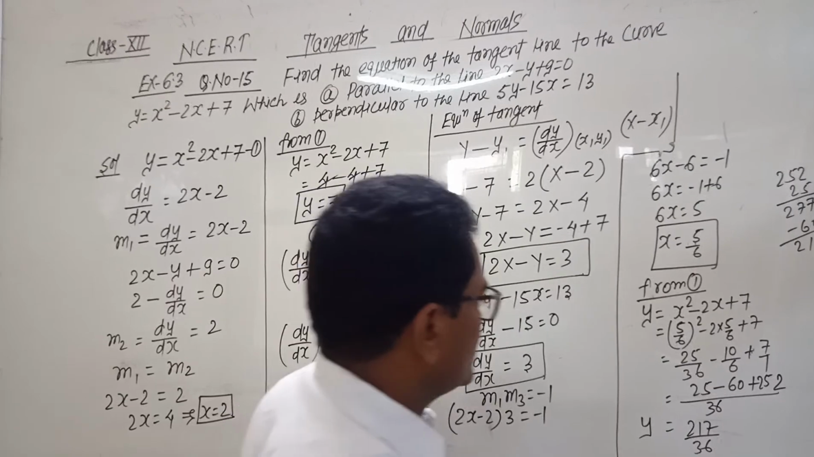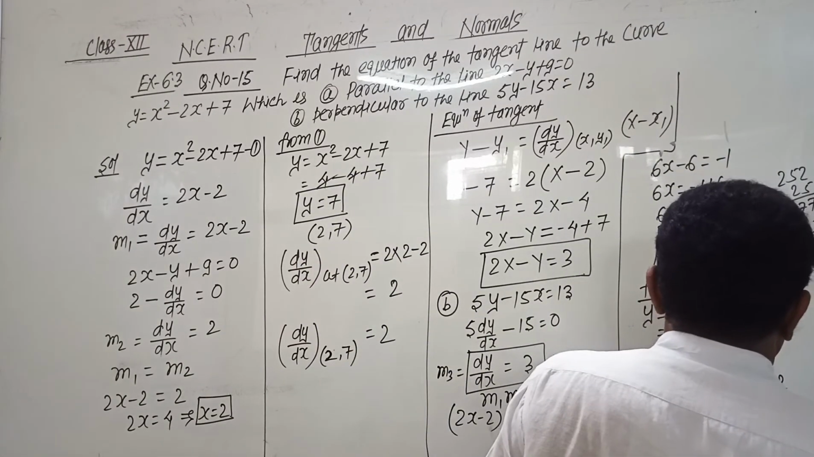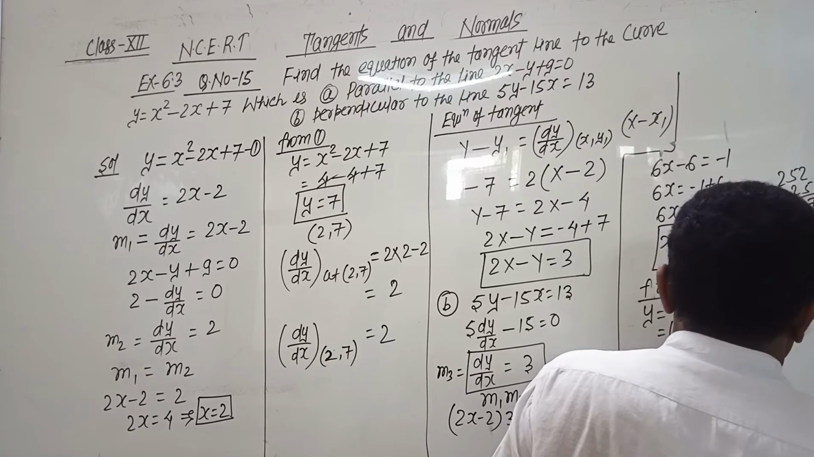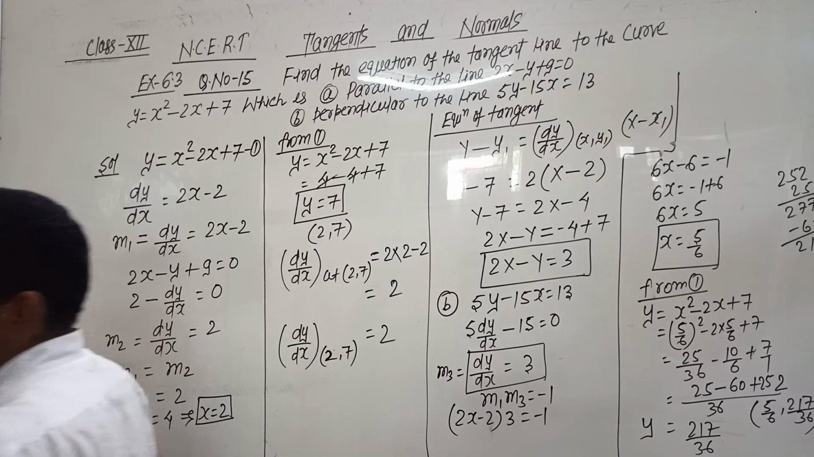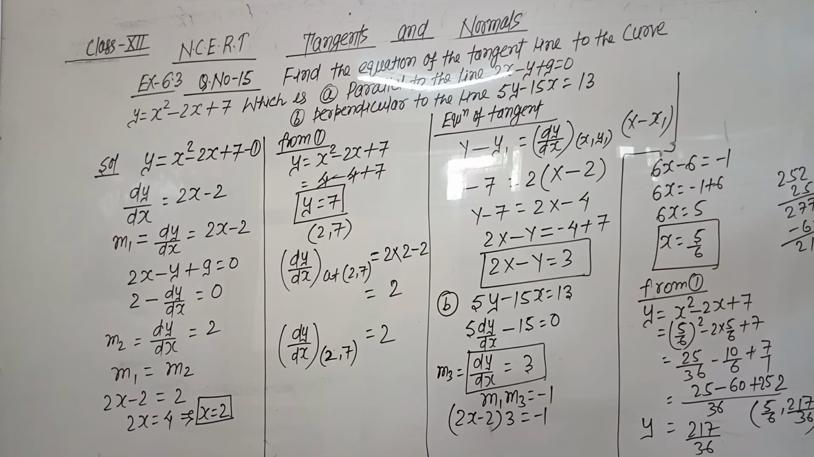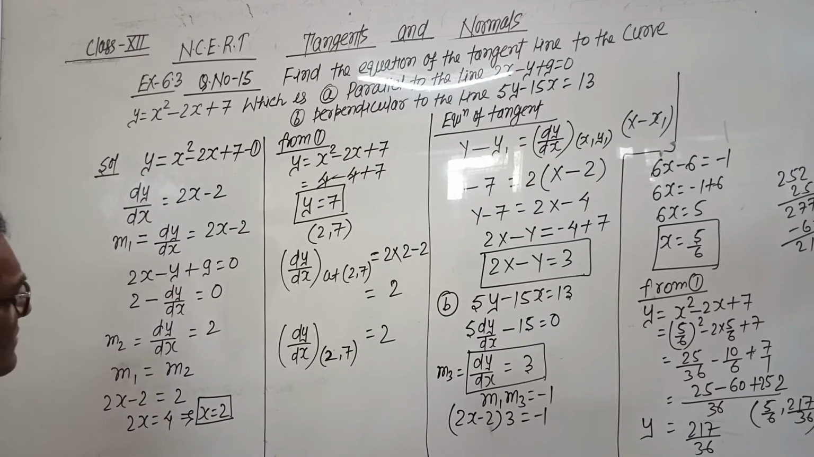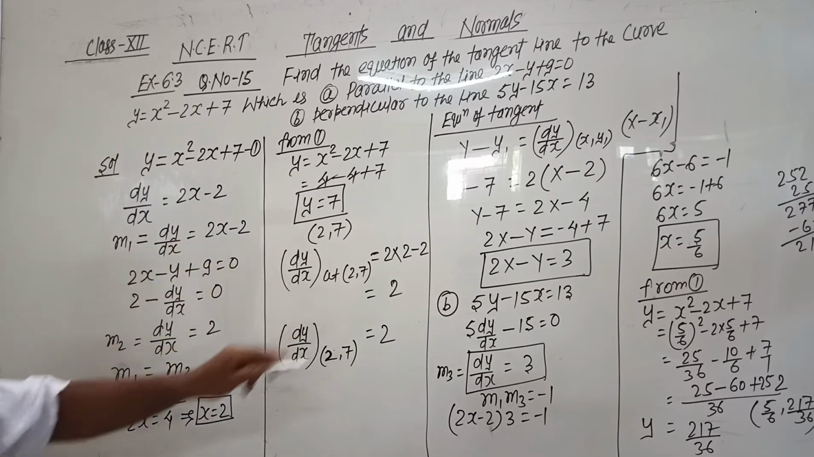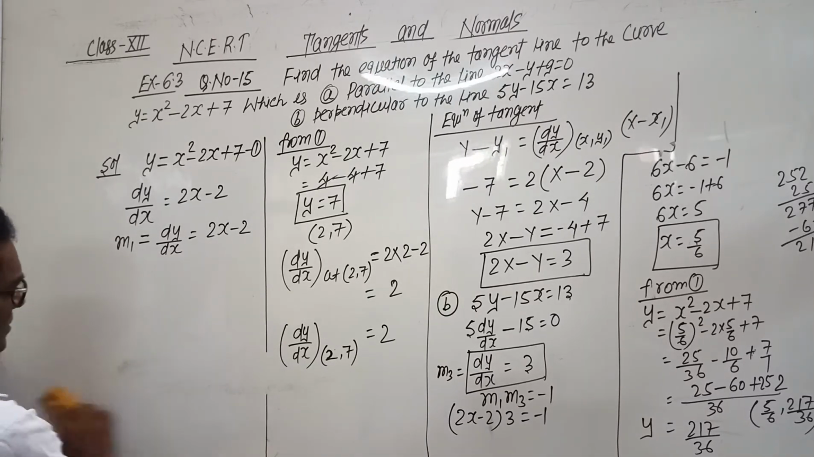So the two points we get is (5/6, 270/36). For the second case, where the tangent line is perpendicular to the given line, then we calculate the slope at the indicated point, the slope at the given point.